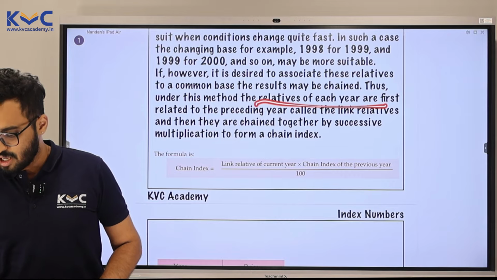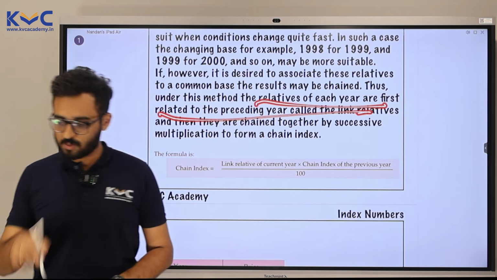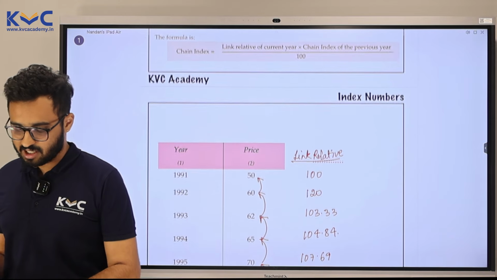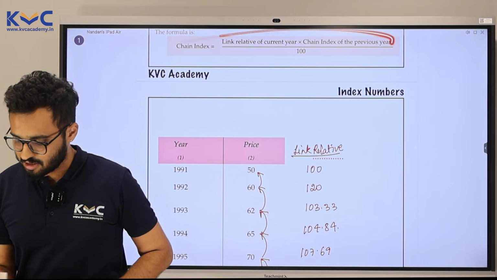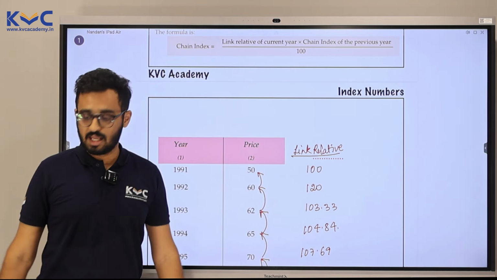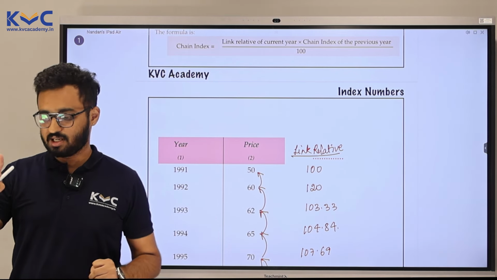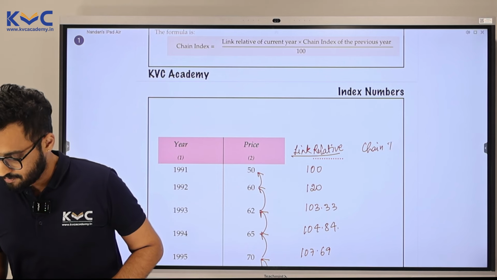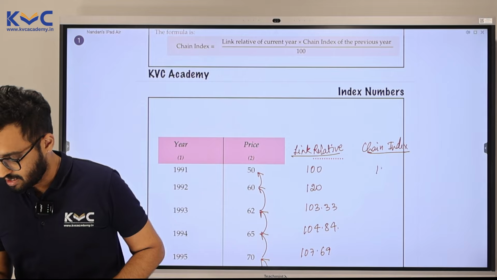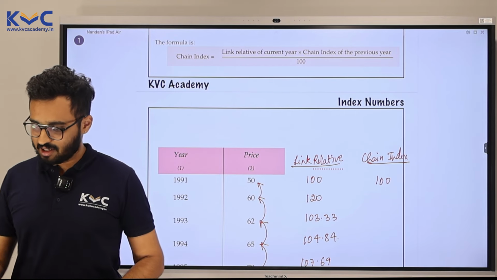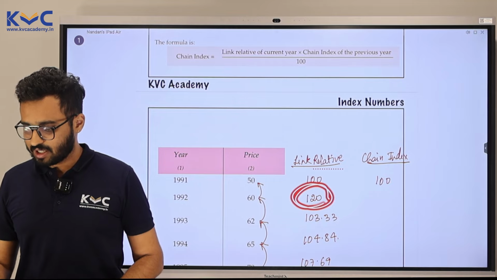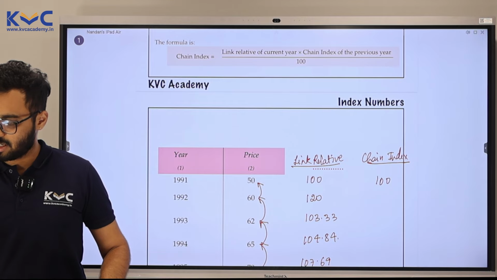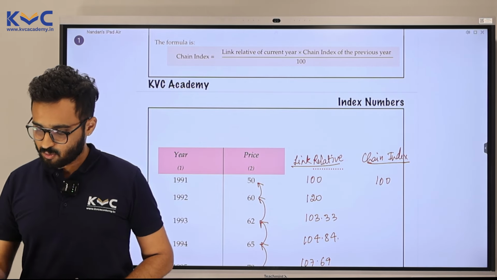So under this method, relatives of each year are first related to the preceding year, called the link relatives, and then they are chained. Now how do we chain it? Using the formula given here. Chain index is equal to link relative of current year into chain index of the previous year divided by 100. So here chain index, everything starts from 100. So now for the next one, link relative of the current year, 120 into 100 divided by 100. So 120 into 100 divided by 100, I get 120.